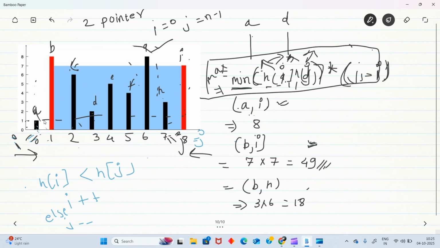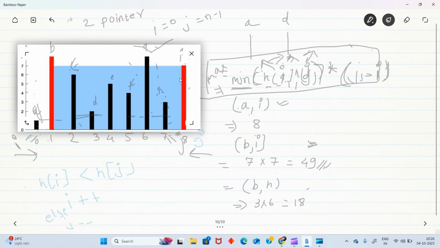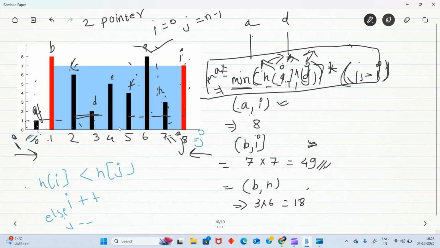Now if we move this i forward, our area will again decrease, because it will be the minimum of these two. Let's say this has height 2 and this has 1; I'll get the minimum height again. So I want to maximize the height. That is why, from these two lines, whichever is the minimum, I will move forward from there. Now I have b and i, so I'll find the area of b and i. Again I will move forward from here because this is the minimum. So now I have b and h.